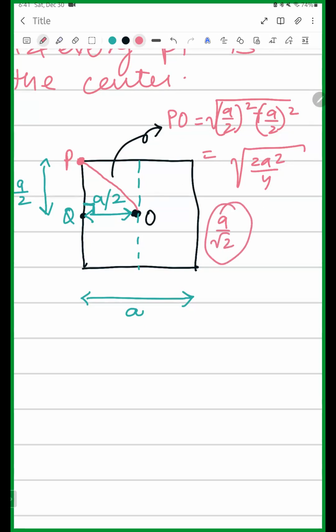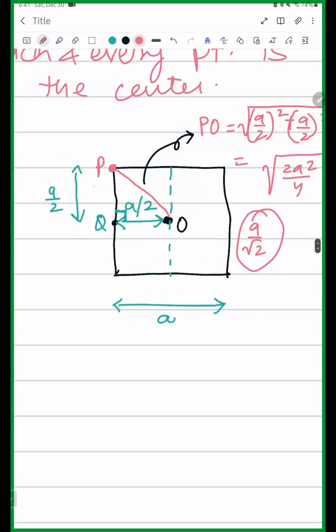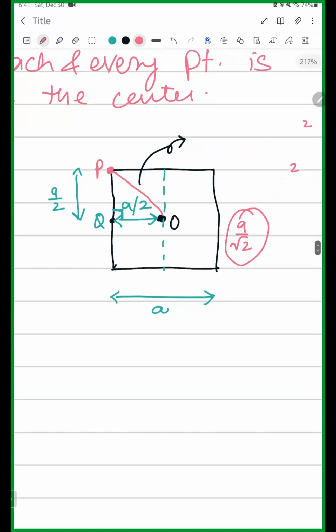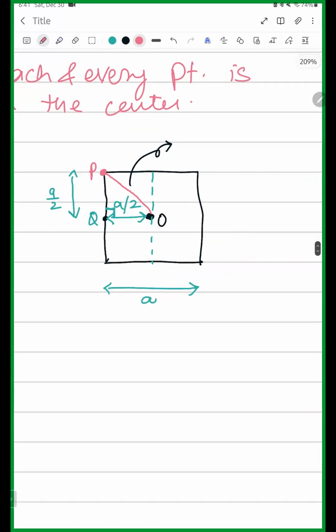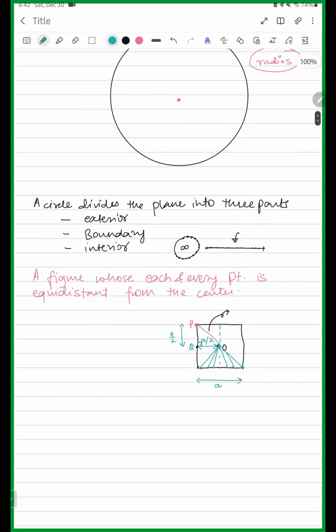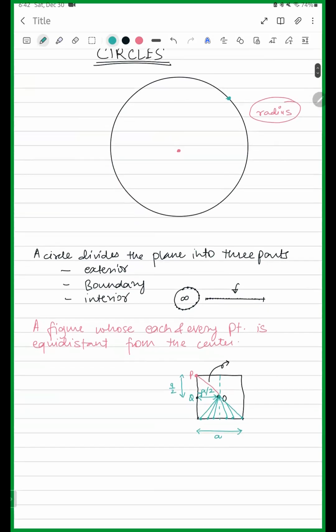Okay, so this is a different distance. And that's why you can see that every single point on the square is at a different distance. The distance is not the same. Okay, so the square doesn't have the special property, only a circle has that special property. So that is why a circle is a special figure whose each and every point is equidistant from the center.